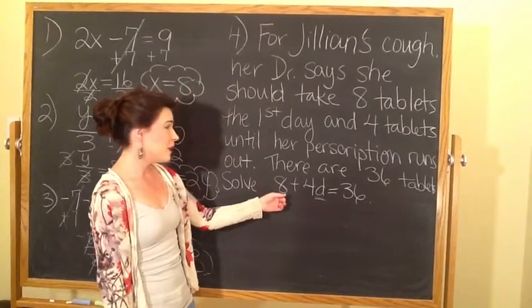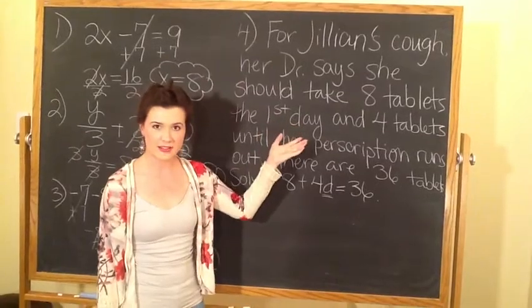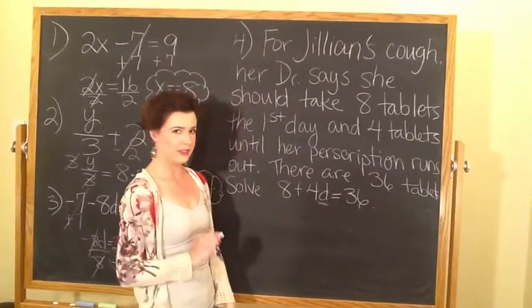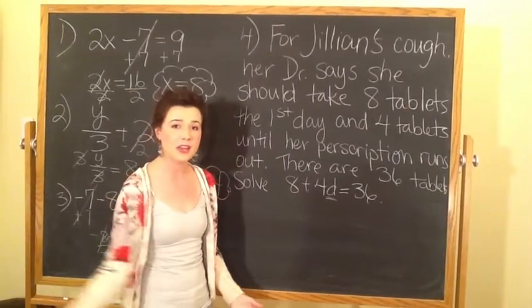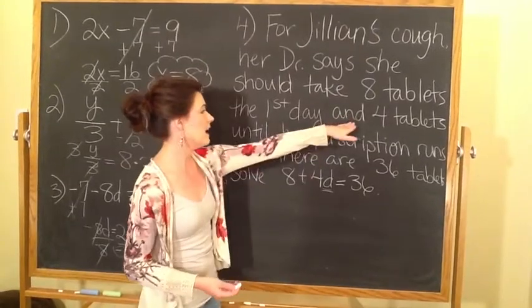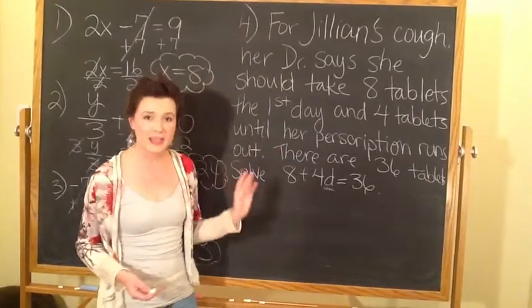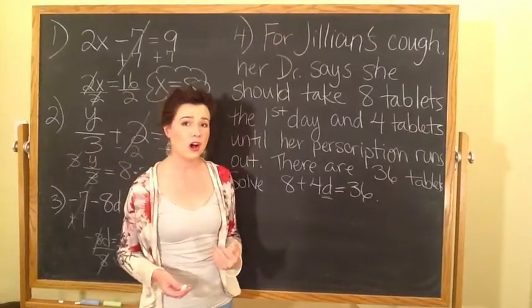So they put 8 here because it says you should take 8 tablets the first day. So, okay, that's 8 of the tablets right there. Then plus, because we're combining, we want to see how many she's taking total. So now we see that it says 4 tablets the remaining days until her prescription runs out. So right now we don't know how many days.